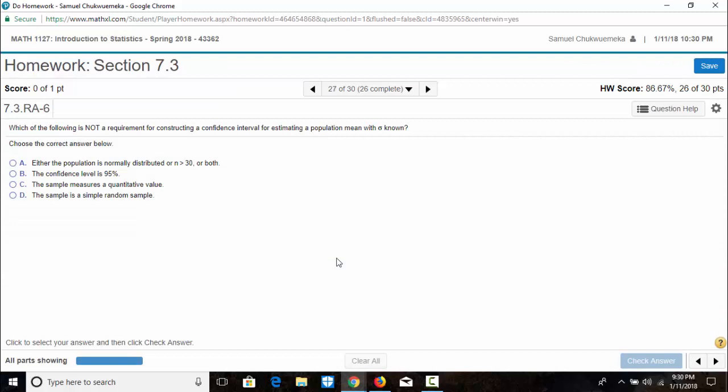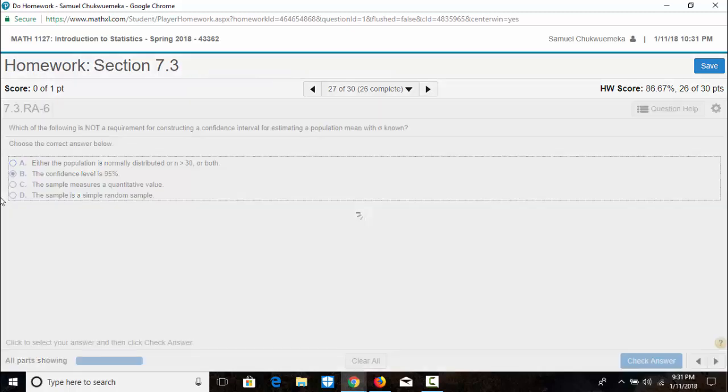Which of the following is not a requirement for constructing a confidence interval for estimating a population mean with the population standard deviation known? So A, either the population is normally distributed or the sample size is greater than 30 or both. That's correct. B, the confidence level is 95%. No, that's not a requirement. C, the sample measures a quantitative value. That's correct. D, the sample is a simple random sample. That is correct. So it's gonna be B, okay?